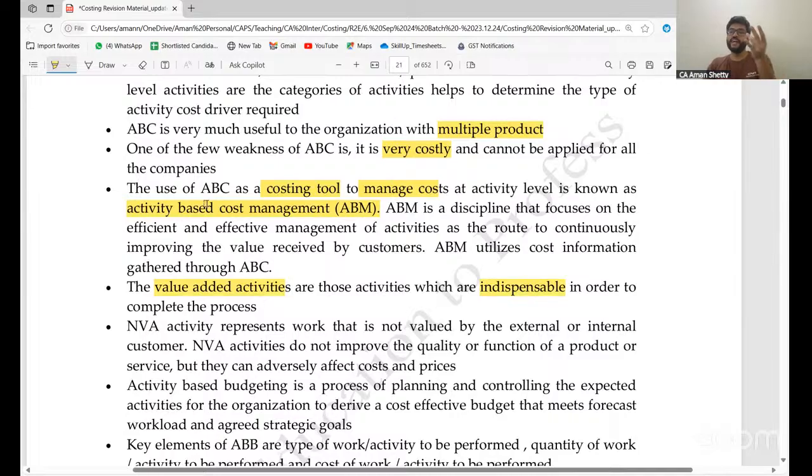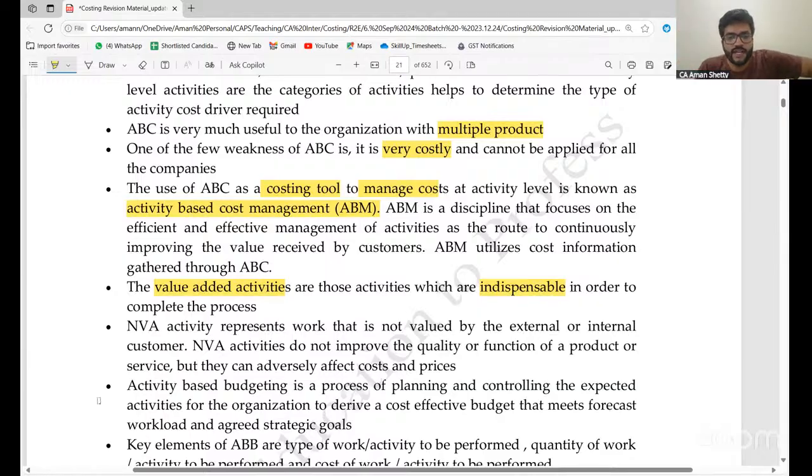If you remember my vital, essential, desirable in material costing, then PDA, vital items are there. Yes, the same thing, a similar concept for value added, non value added. Those activities which are indispensable, you cannot remove those activities at all. They are value added activities. The other way around is the non value added activities.